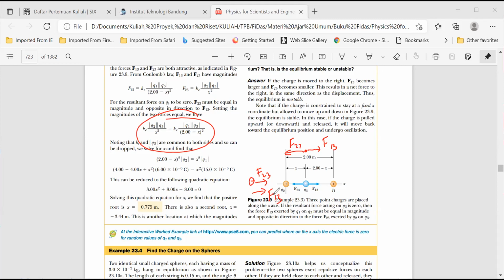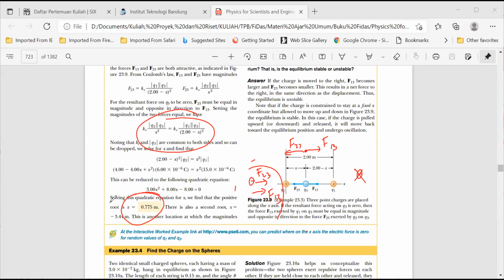What about here? So it should be only positive, negative and positive. So the first solution here is the physical one. So this is the answer. X should be 0.775.